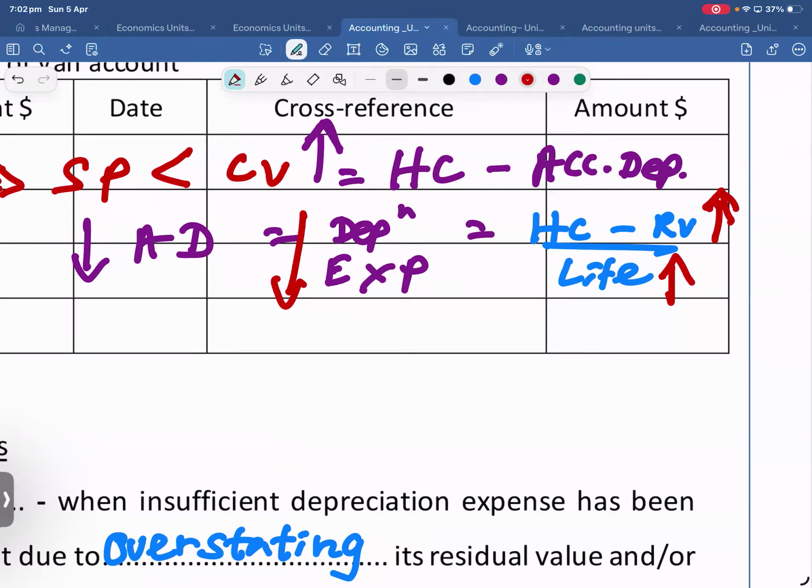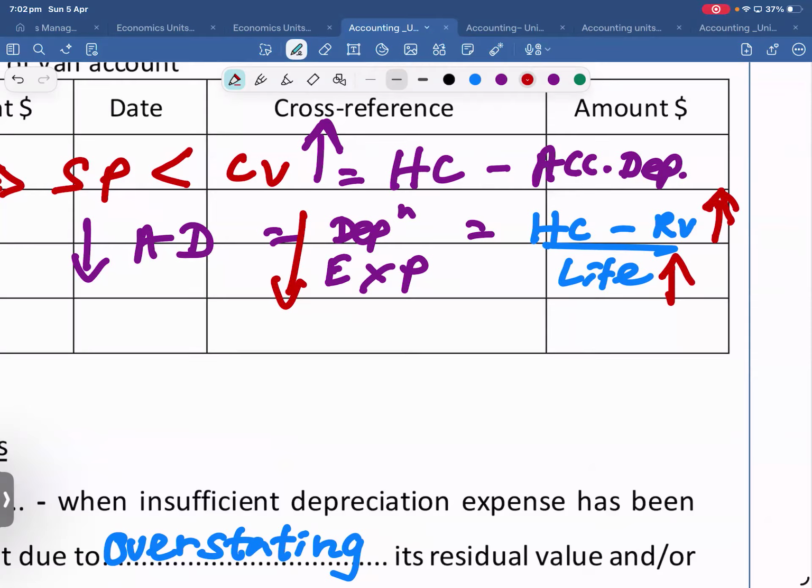Okay, guys. So basically, remember, if you can't figure out this one, of course, you'll have to memorize this one. What we do is, basically, we are overstating residual value and life. As a result, we will end up with lower depreciation expense, then lower accumulated depreciation, then higher carrying value, meaning we are going to make a loss because we have depreciated less. Under depreciation is the reason, right? Under depreciation by overstating the residual and useful life.